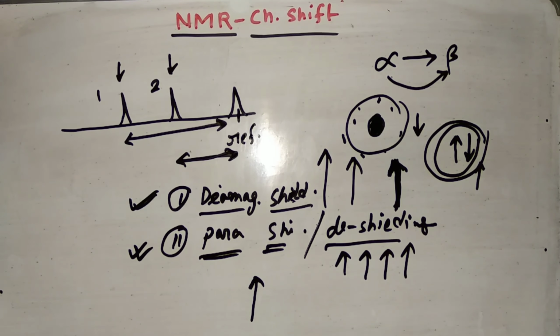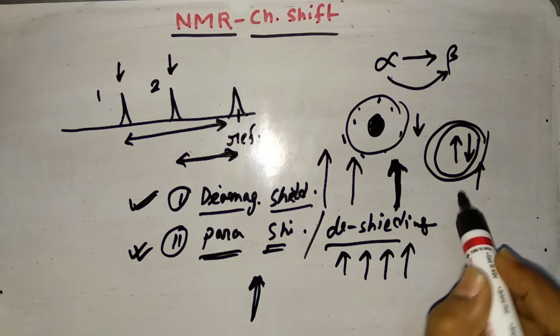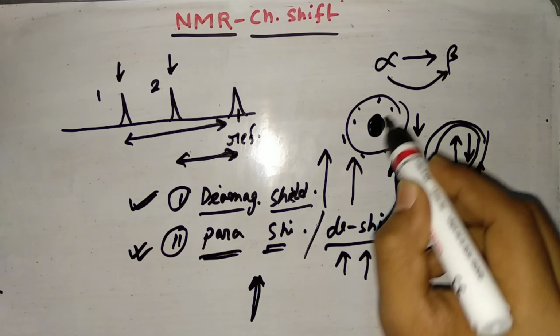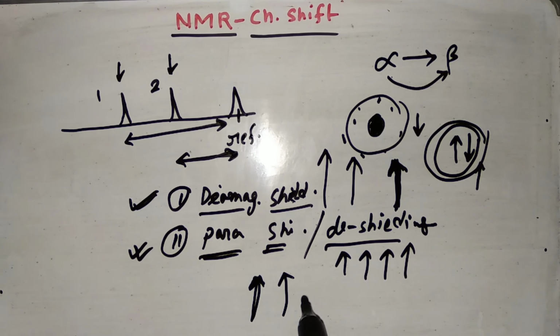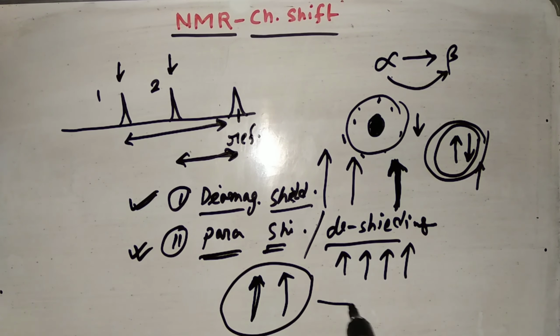So paramagnetism means, say this is the externally applied magnetic field in this direction, and of course, as the electrons are aligning with the externally applied magnetic field, it is also in this direction. So there is no pairing up over here. That is why it is called paramagnetism or paramagnetic shielding, because these two electrons are unpaired. That is why it is called paramagnetic shielding.